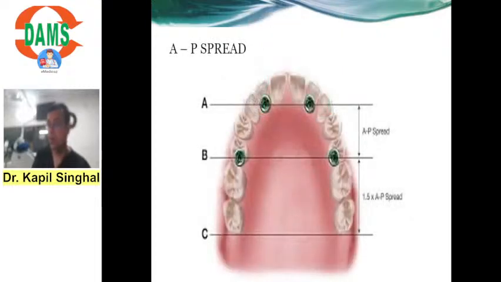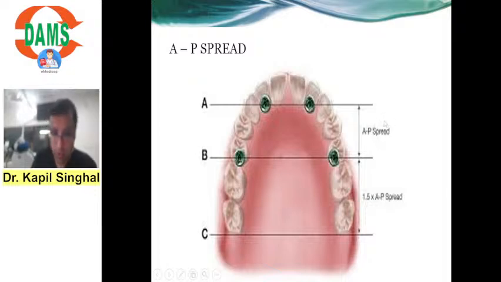Okay, now they ask you one more question. Suppose you are doing a full mouth case. Your anterior implants, so these two are anterior implants. So let's pass a hypothetical line through them. This is known as the anterior line. And similarly, from the two implants at the back, pass a posterior line. This is just hypothetically seen. So the distance between this anterior line and the posterior line is known as AP spread, anterior posterior spread.